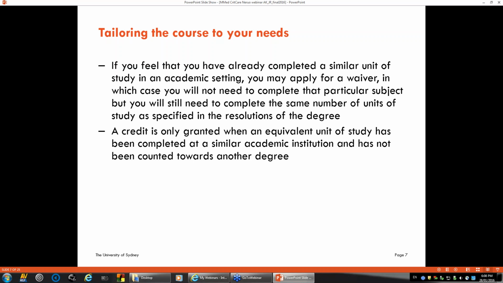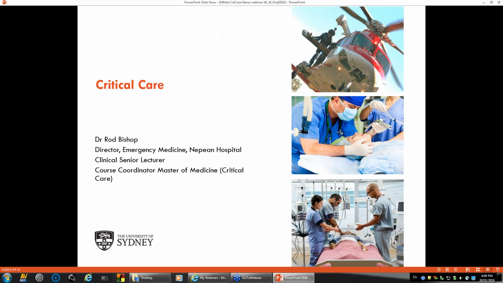Just as a general principle, a waiver is granted if you can prove that you have covered the course content in another setting. In that case, you still need to complete the same number of units of study to fulfil the requirements of the degree, but you don't have to complete that particular unit of study that you want to be exempted from. A credit is only granted when you've undertaken an equivalent unit of study at an academic institution, but you haven't yet counted that unit to another degree. So you can't double count your units of study.